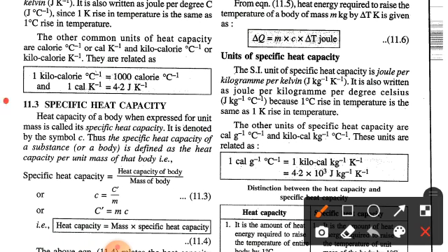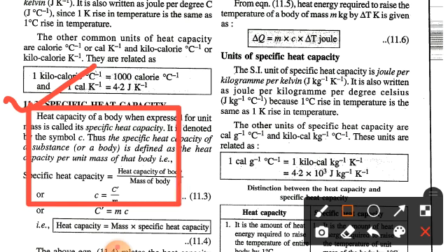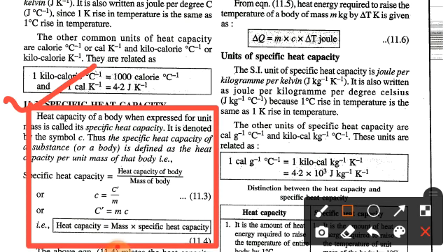Now we will come to point number 11.3. This is specific heat capacity. How will you define the specific heat capacity? The heat capacity of a body when expressed per unit mass. Here you can see, when we divide the heat capacity of a body by its mass, it is called specific heat capacity, and it is denoted by the symbol small c.